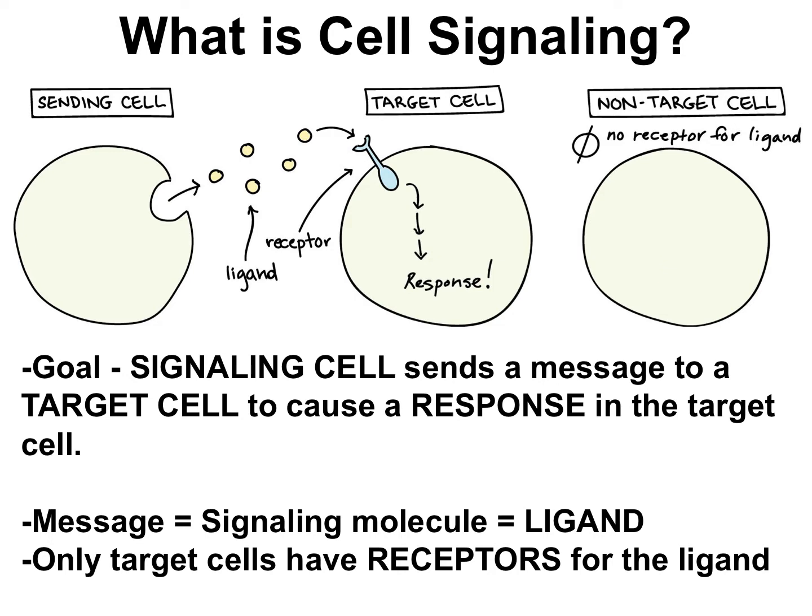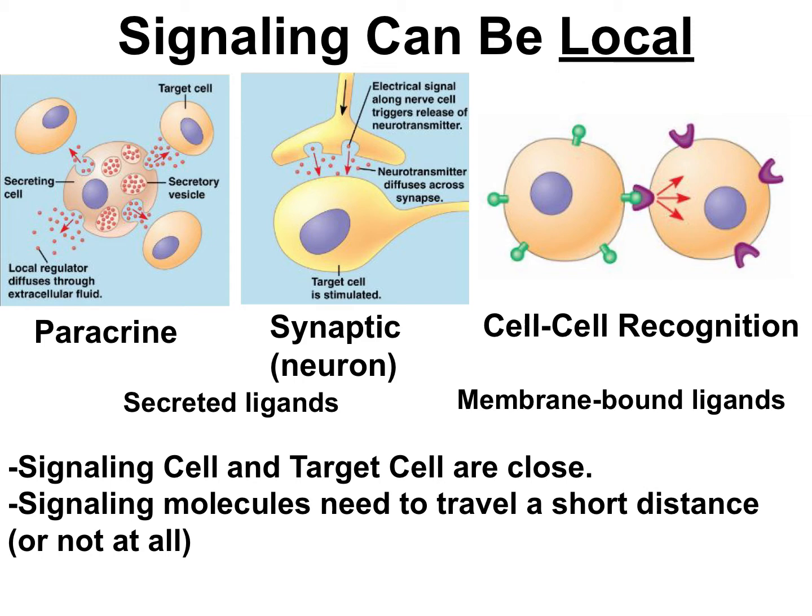Now, local signaling happens when cells are very close to one another, and you can see some examples here. In this panel on the left, the cell in the middle is the signaling cell. The signaling cell is releasing the red ligand by exocytosis, and the red ligand binds 3 nearby target cells. Since the target cells are so close by, this is called paracrine signaling.